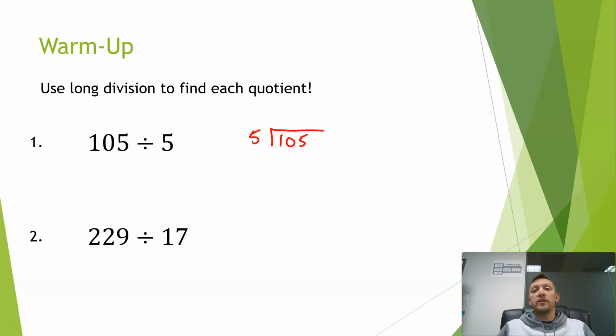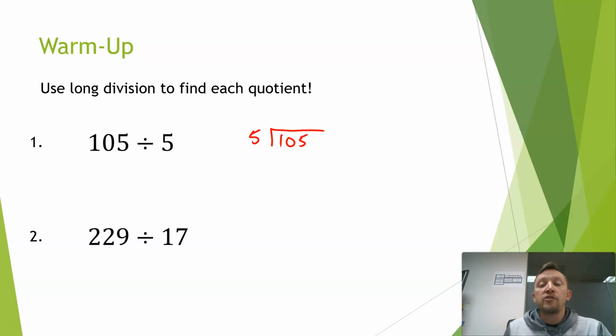All right, well, how did you do? Let's check. We're going to walk through this warm-up together. For this first one, when we divide using long division, you start with the first two numbers, because 5 is not going into 1. Does 5 go into the first two numbers? 5 definitely divides into 10, and it goes in evenly. So 5 goes into 10 two times.